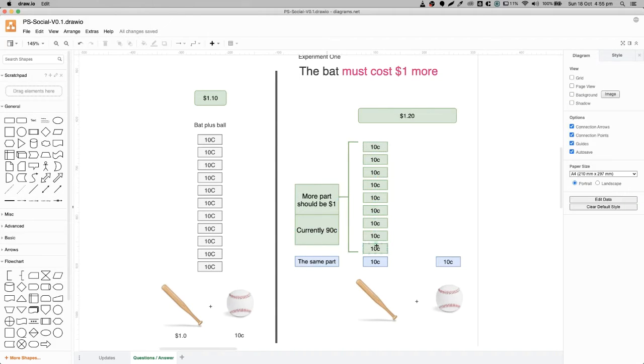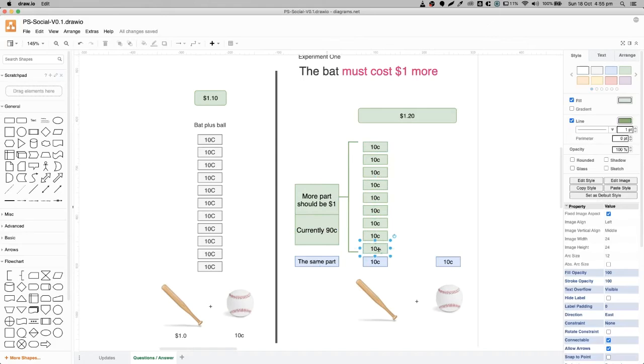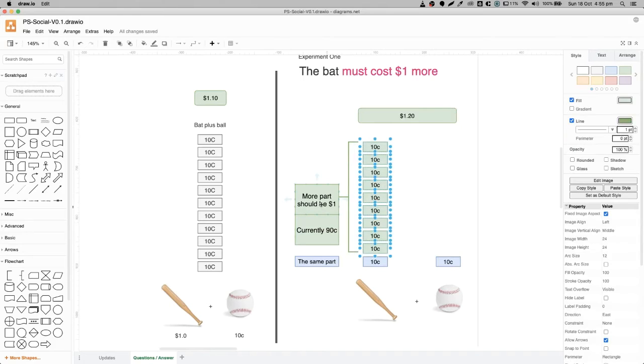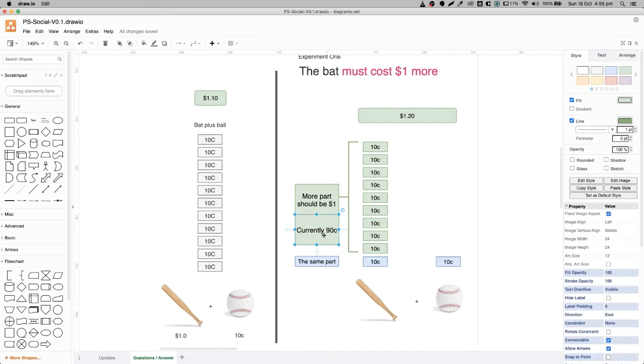Now if I calculate just these green tiles, 1, 2, 3, 4, 5, 6, 7, 8, 9, I'm wrong in two ways. Number one, the computed cost is 120 and it should be 110. And there is another bit missing, and that is this green part, which is the more part of the bat's cost. It should be $1, which is 90 cents at the moment.